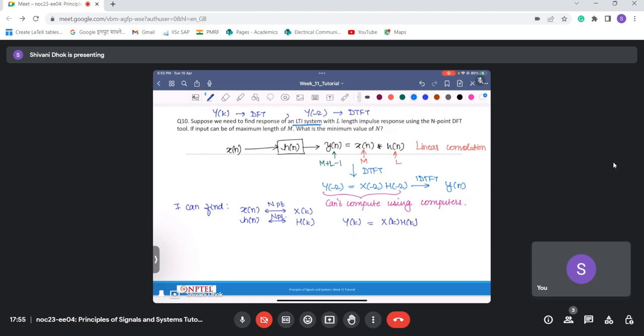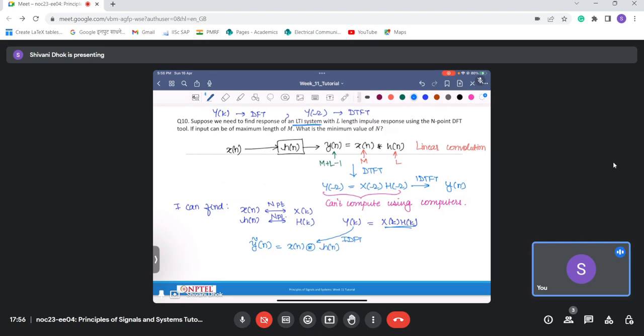Now, this is in the frequency domain. If I convert this back, if I take the IDFT and call it y tilde of n, what will it be equal to? This is multiplication of two DFTs. What will that be in the time domain? That is convolution. Which convolution? Because it is DFT, it is circular convolution. So this will be x[n] circularly convolved with h[n].